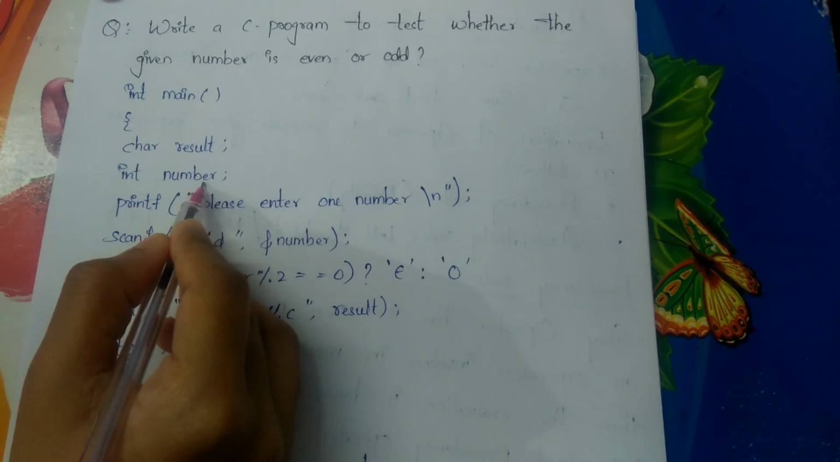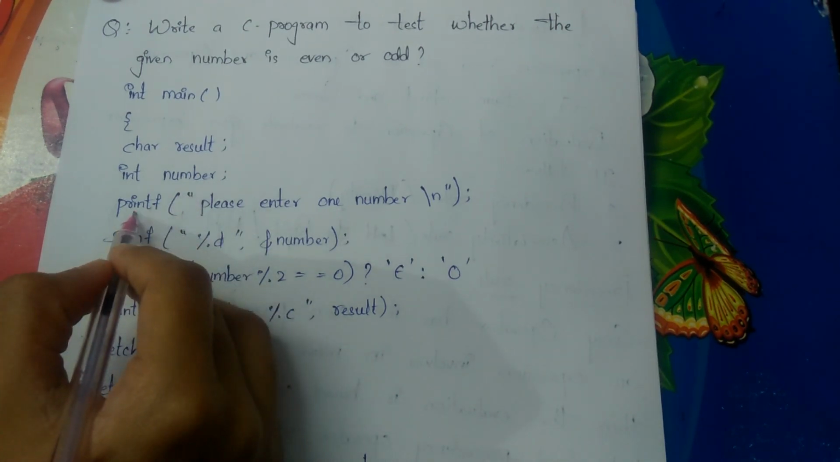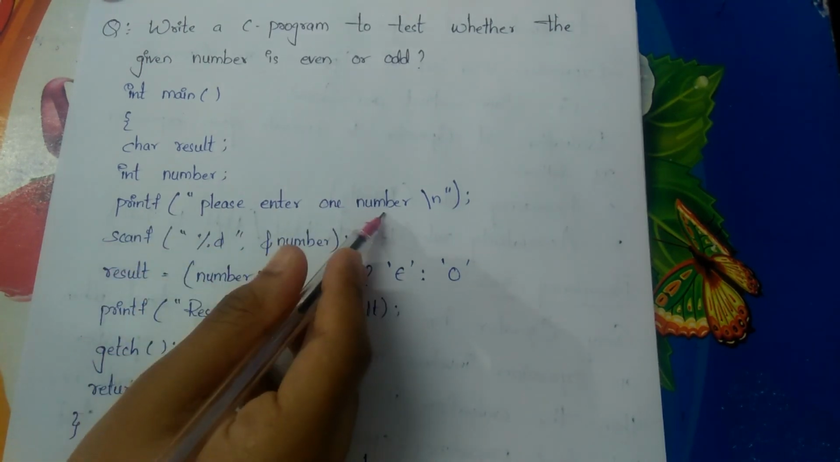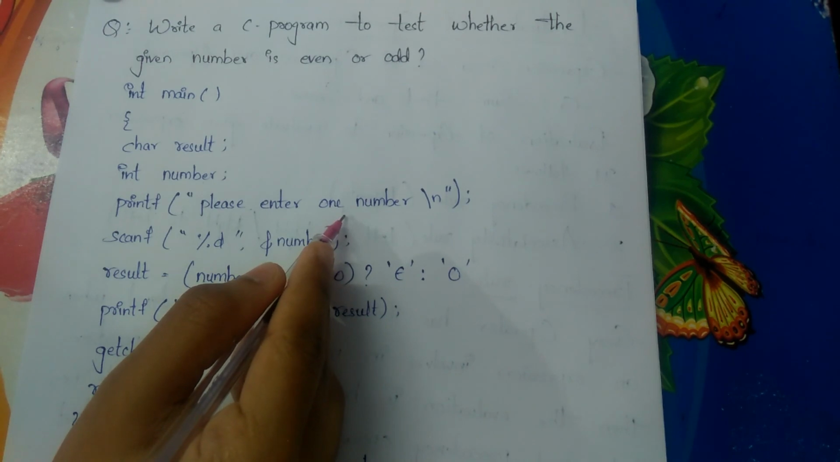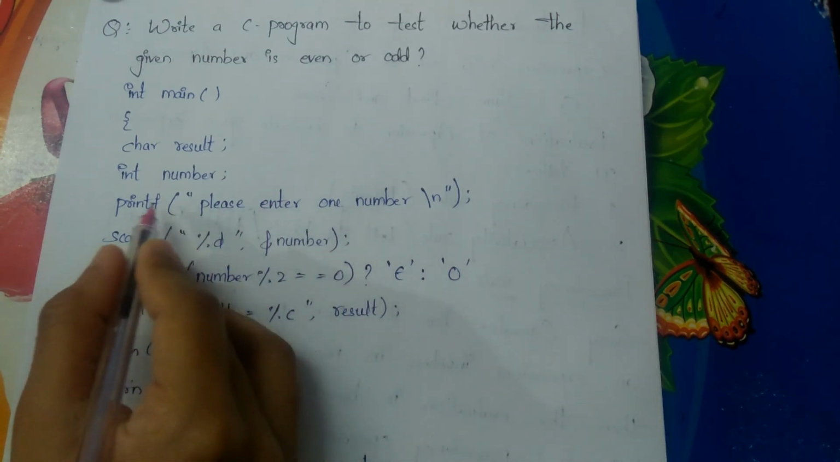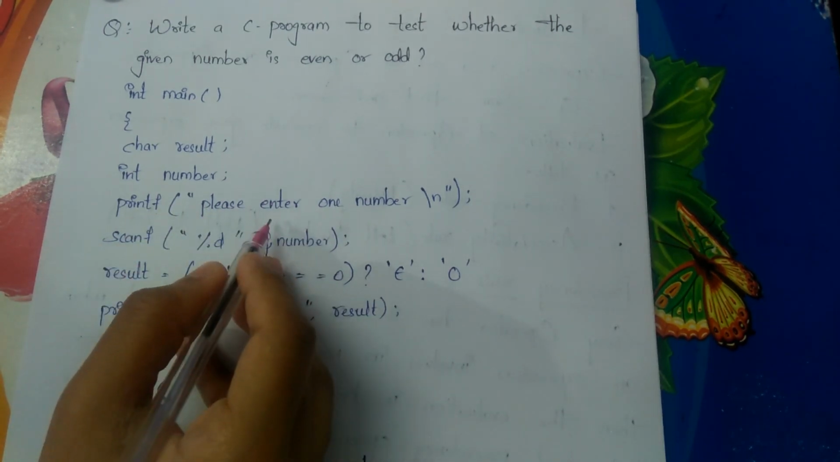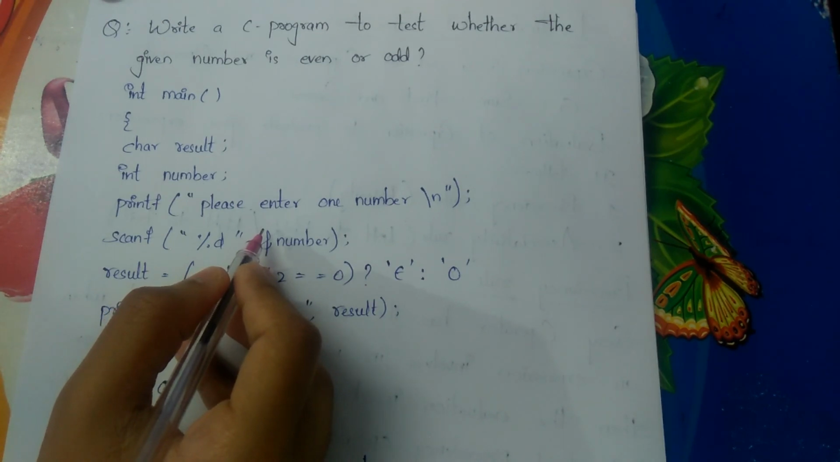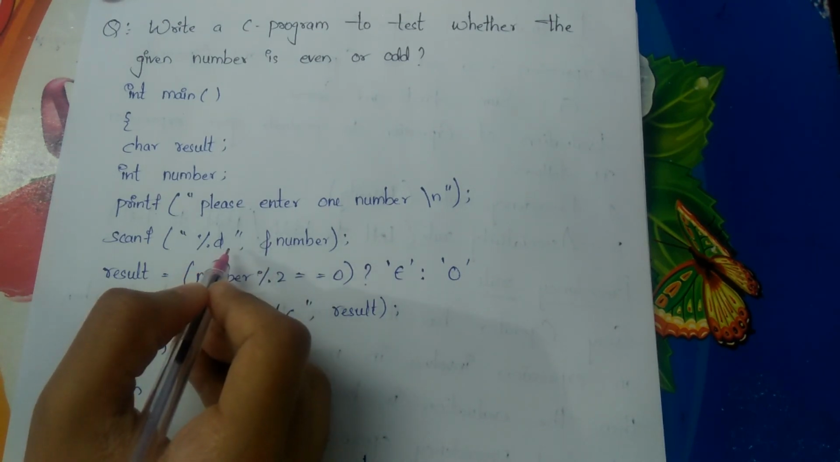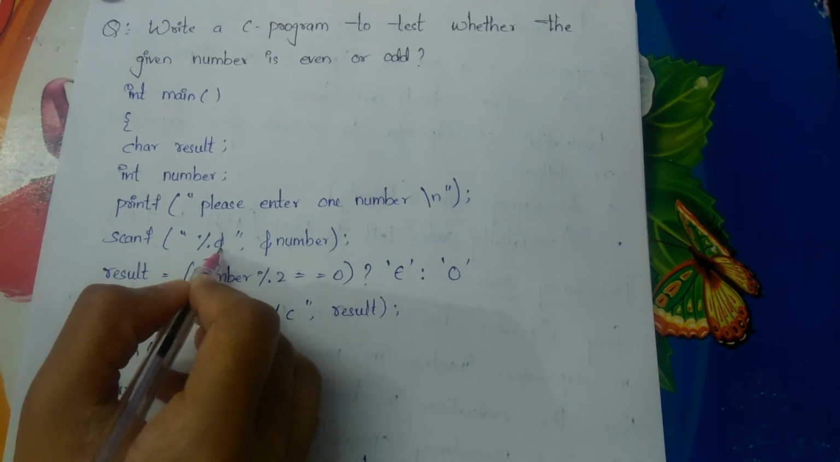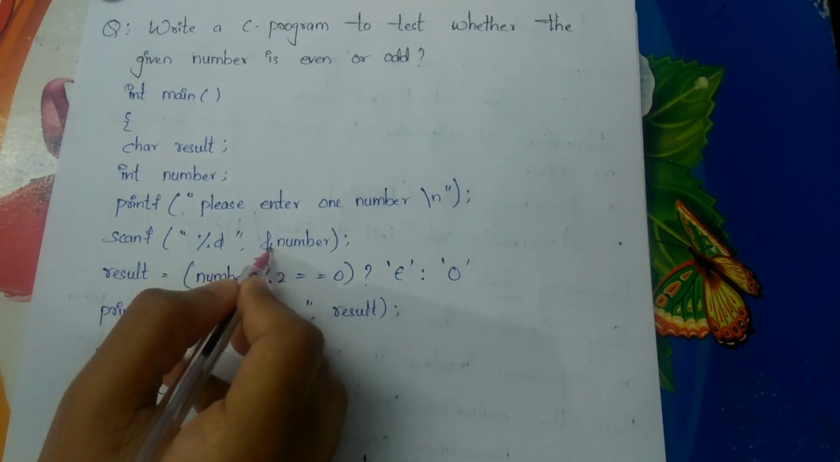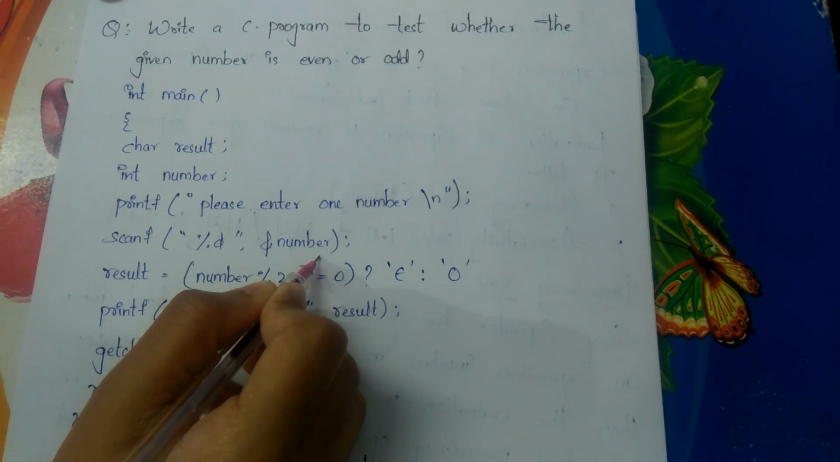In this number we will take the values from the console. Then printf, please enter one number. Any random number we have to enter from the console, so for that I am printing this statement. Now whatever number the user has entered should be read by the compiler. So scanf and then %d, and for %d I am giving the address of the number variable.